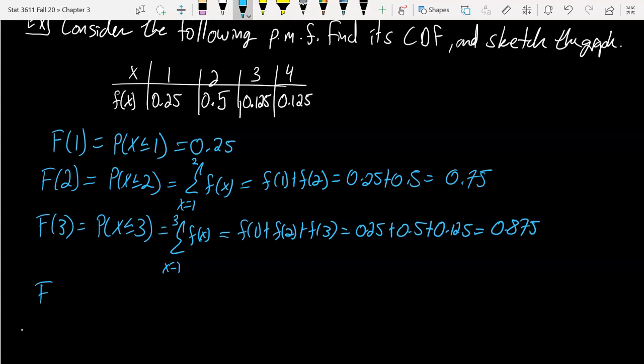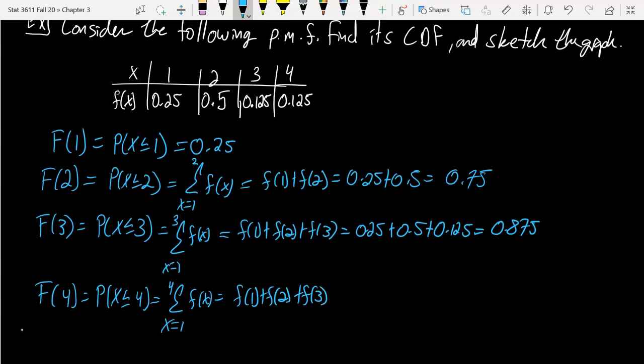And last but not least, let's take a look at F of 4. F of 4 is the probability that x is less than or equal to 4. And so that's the sum as x goes from 1 to 4 of little f of x. So that's f of 1 plus f of 2 plus f of 3 plus f of 4. And we can add all the probabilities together.